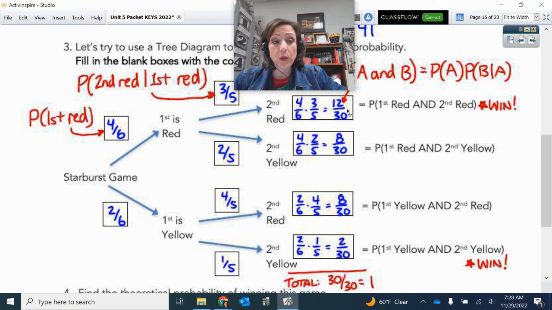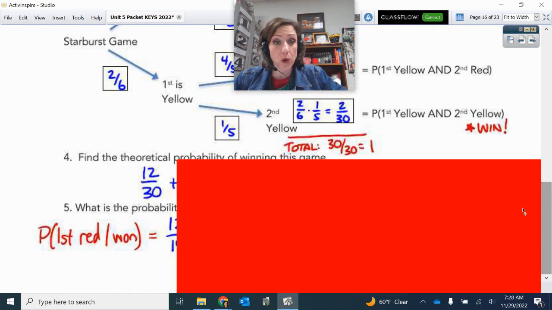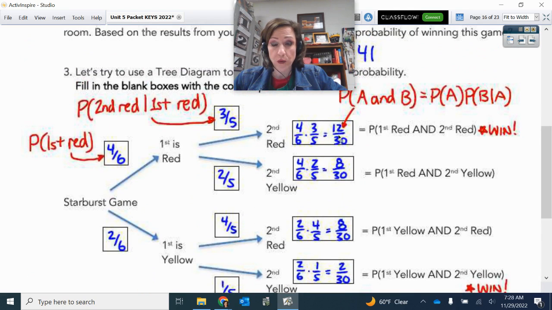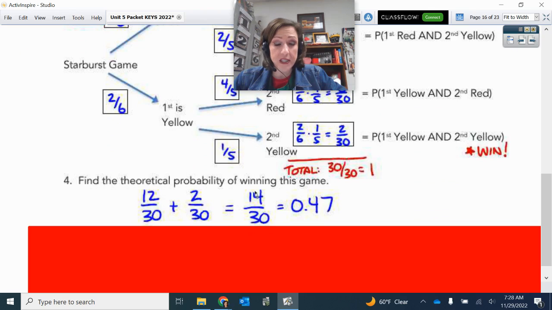Okay, so to win, you're either going to have red, red or yellow, yellow. So we want to combine, that's the or, those possibilities. So red, red was 12 out of 30. See, look up here at the top. Red, red was 12 out of 30. Yellow, yellow was 2 out of 30. So that's 14 out of 30, which is 0.47.